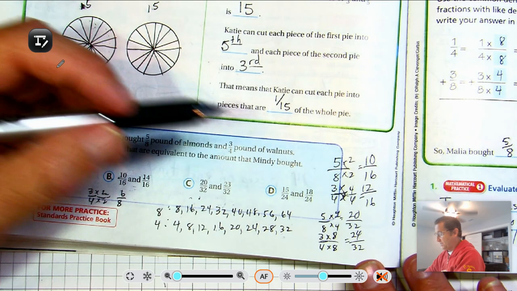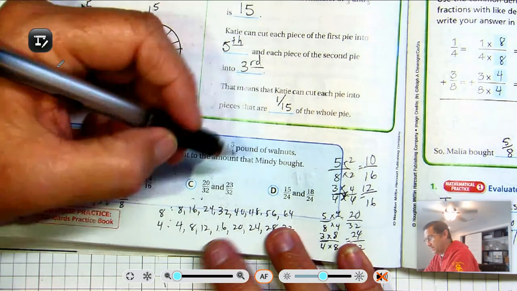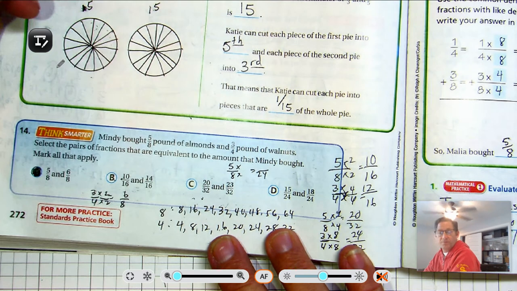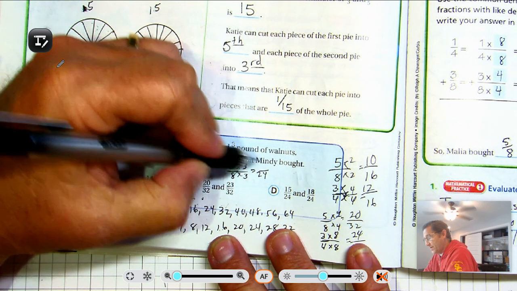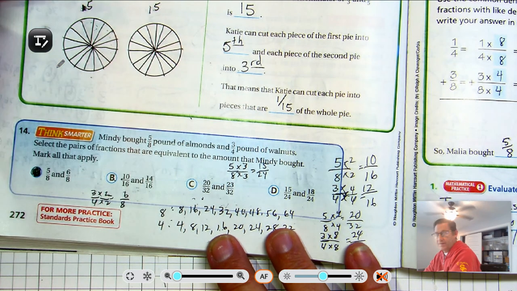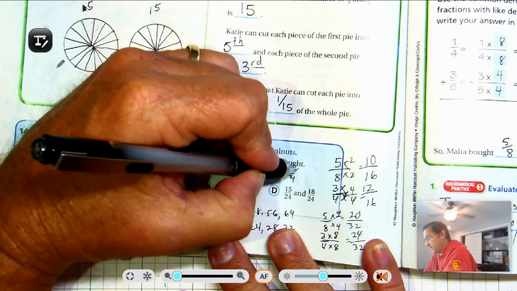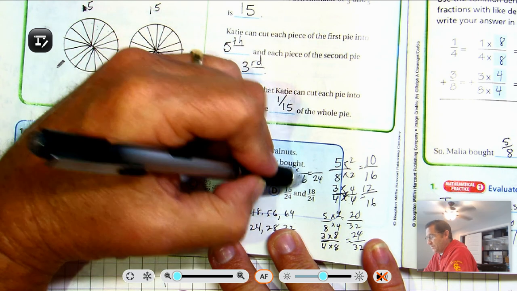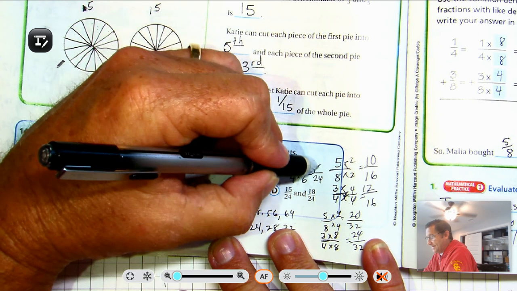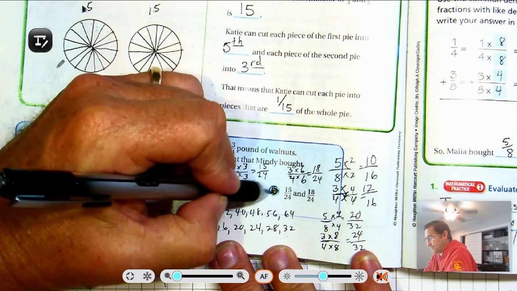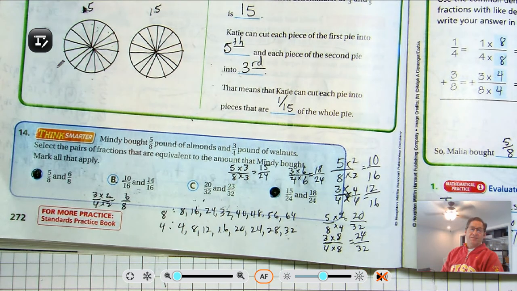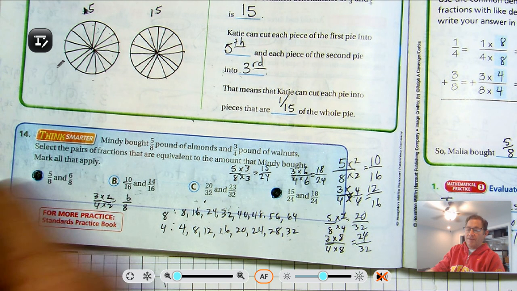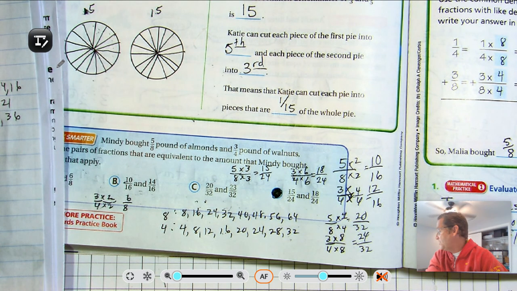And the last one, 15/24ths and 18/24ths. So 5/8 times what equals 24ths? 3. 3 times 5 is 15, so that checks. Now let's try 3/4. 4 times what is 24? 6. So 3 times 6 is 18. Yes, those are equivalent fractions. All right, so that's it for finding common denominators using equivalent fractions.